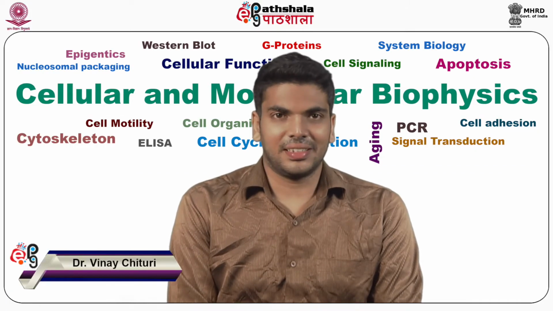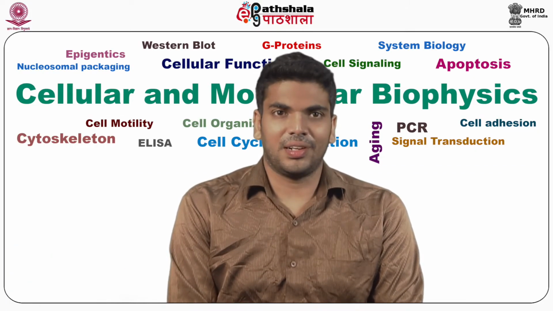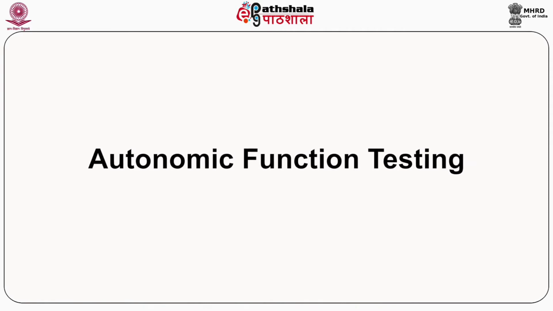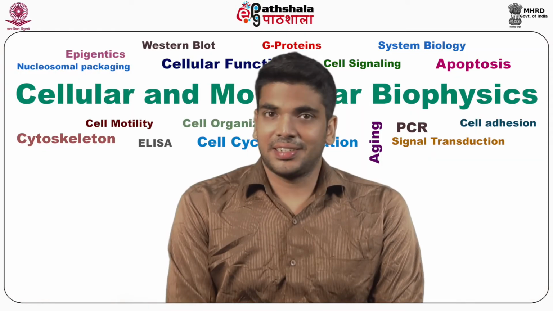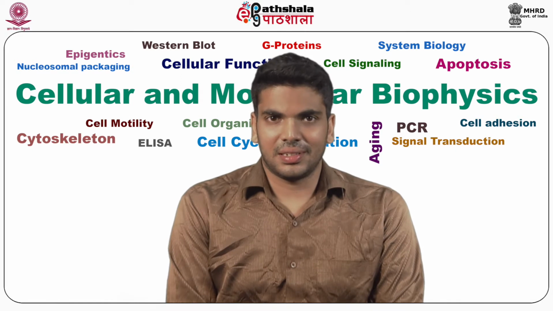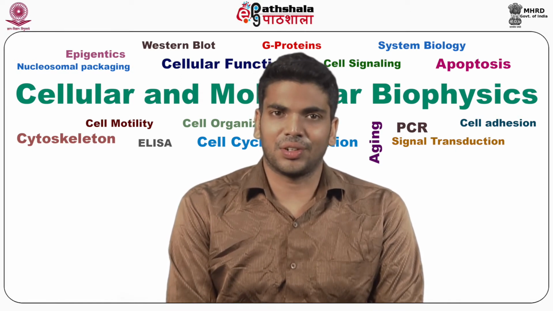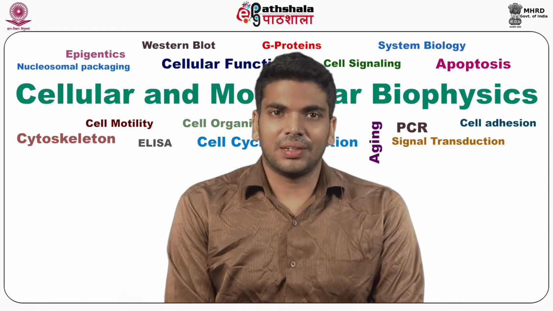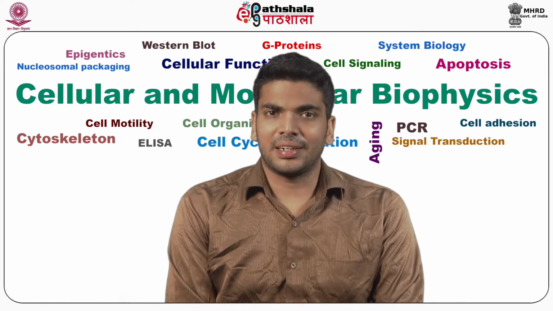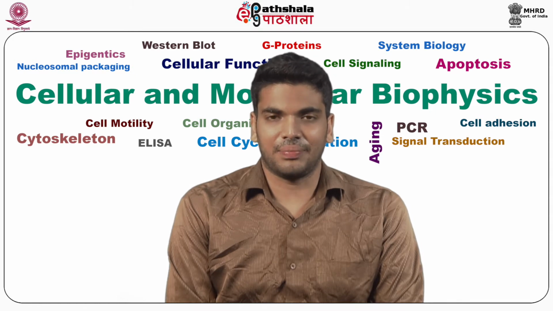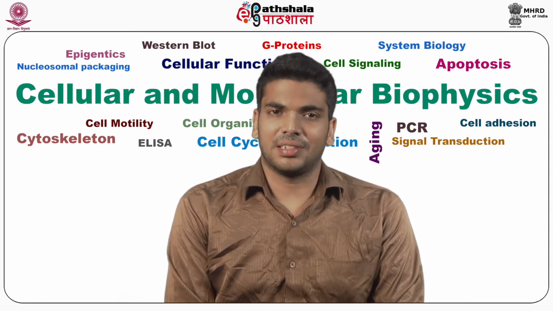Today we'll be discussing a postgraduate module on autonomic function testing. Autonomic function testing, as the name suggests, is basically a series of tests designed to assess the function of the autonomic nervous system. Now, the nervous system and the endocrine system are two regulatory systems of the body which are involved in the control of distinct physiological processes which are distributed at various locations in the body.